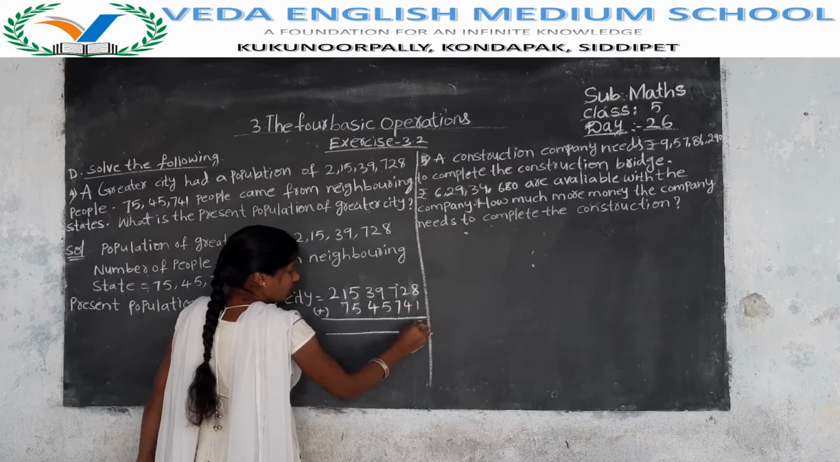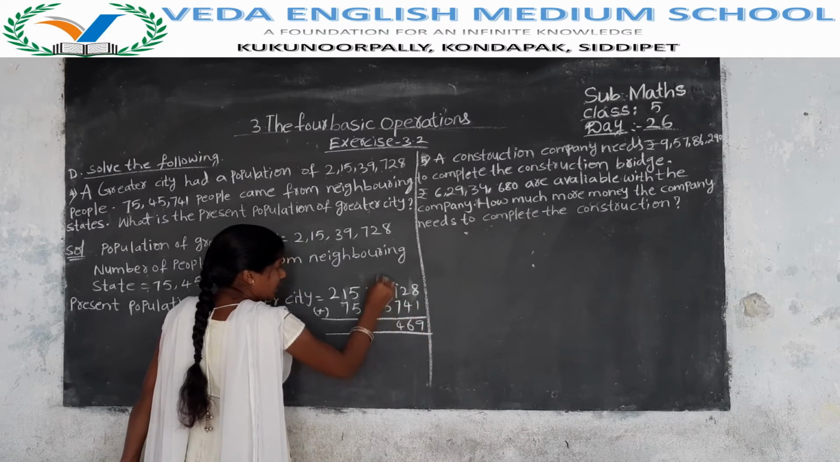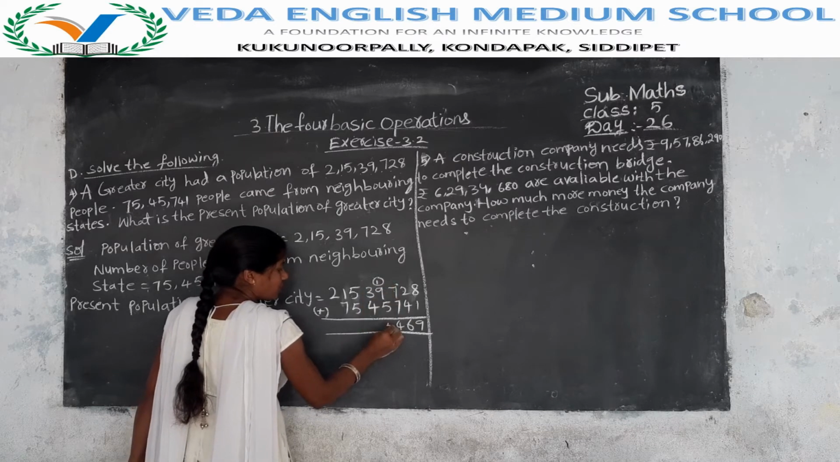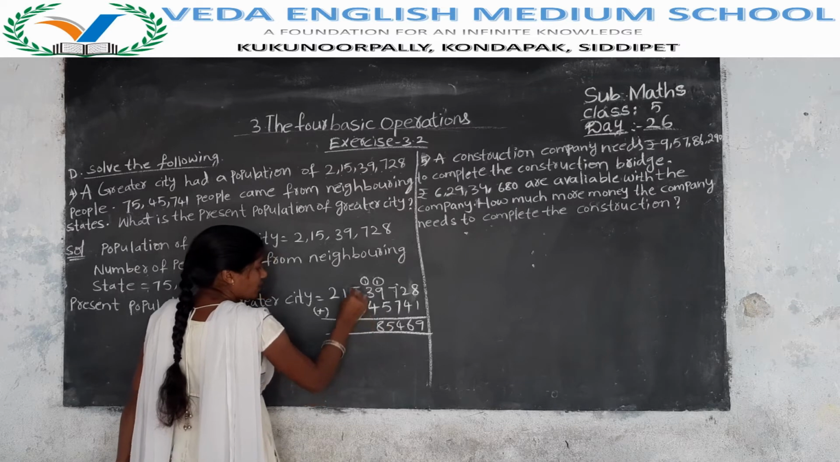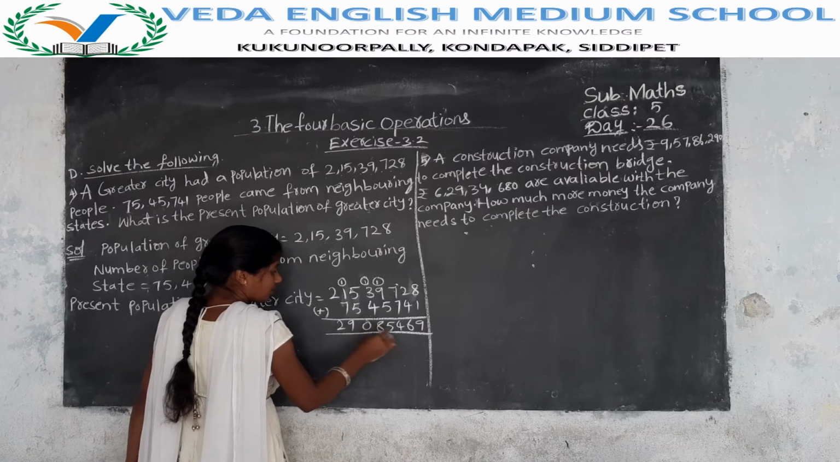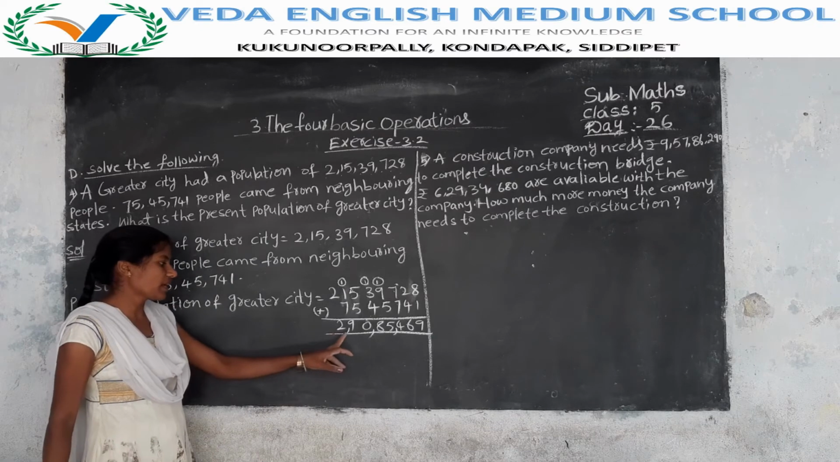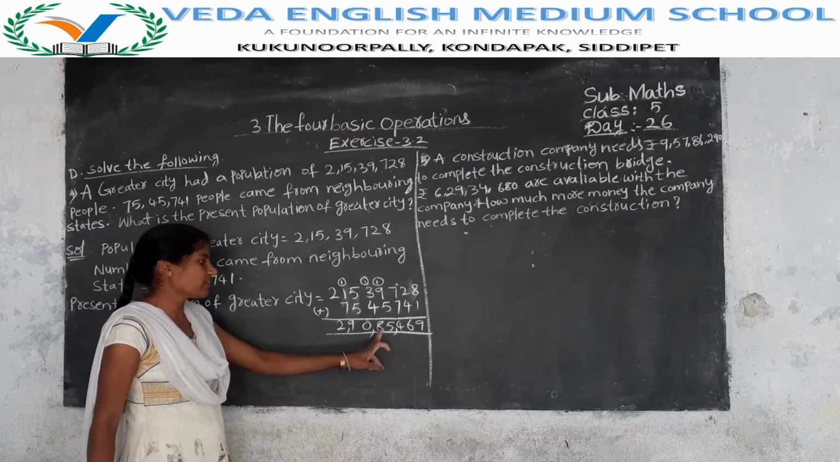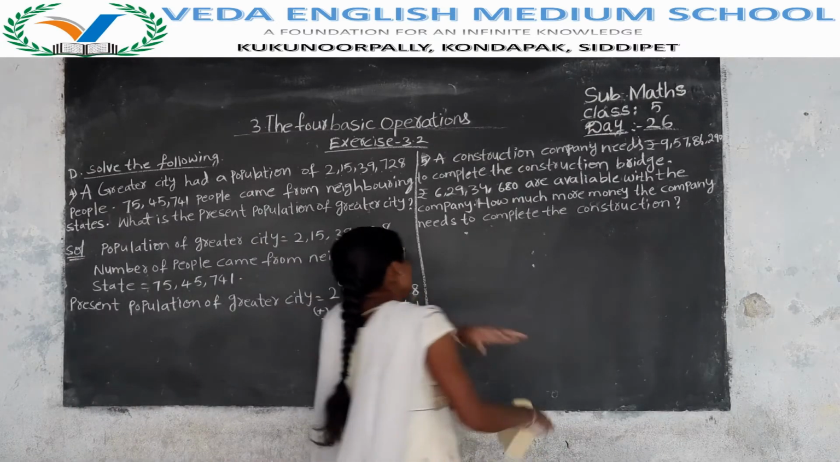8 plus 1, 9. 4 plus 2, 6. 7 plus 7, 14. 9 plus 1, 10. 10 plus 5, 15. 1 carry. 3 plus 1, 4. 4 plus 4, 8. 5 plus 5, 10. 7 plus 1, 8. 8 plus 1, 9. 2 as it is. There is no number to add. Then the present population of greater city is 2 crore 90 lakh 85,469. Next question, fifth one.